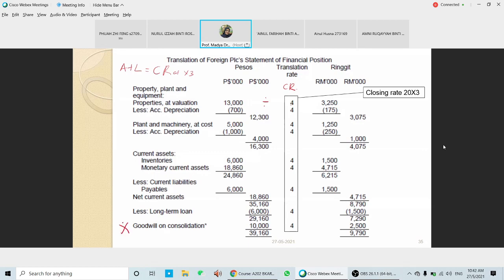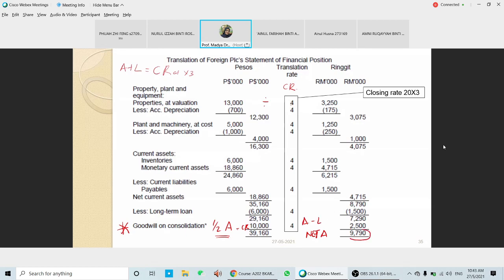Since you're going to have goodwill on consolidation, that goodwill is a part of your asset. Once it is a part of your asset, when you translate it you should use the closing rate. So you total up, and this is your net asset. Net asset still means assets minus your liabilities. So your net asset here is 9792.